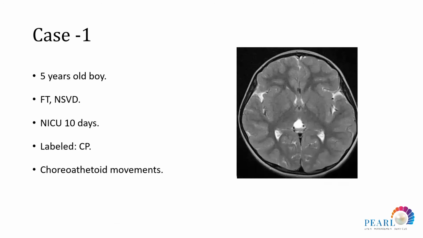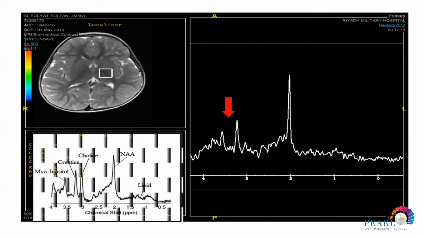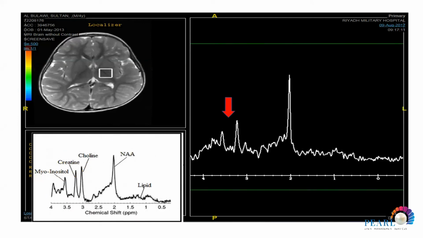Of course, after history and examination, we obtained an MRI, and his MRI was completely normal. This was an MRI which was done in his previous hospital. So when we repeated an MRI, and of course, as a standard we do an MRS for all of our patients, we can see there is something missing here. There was no creatine peak.